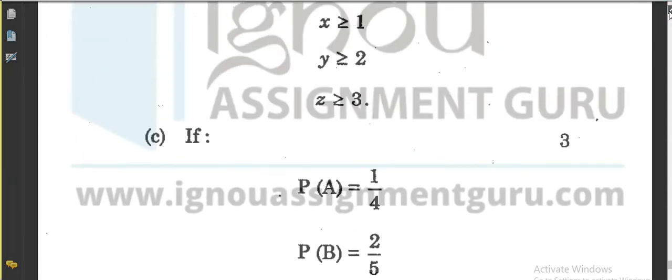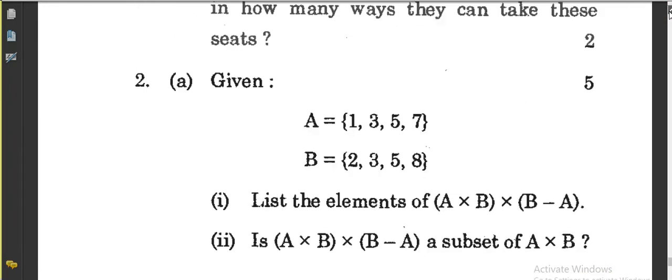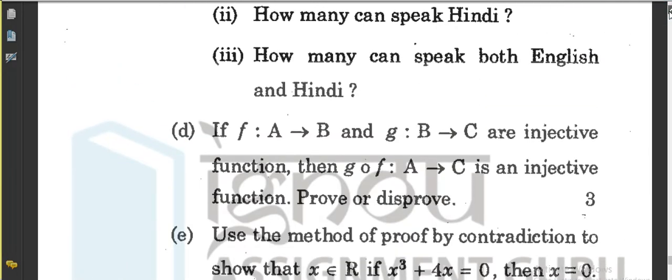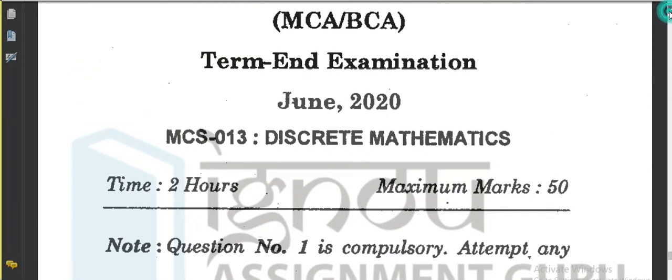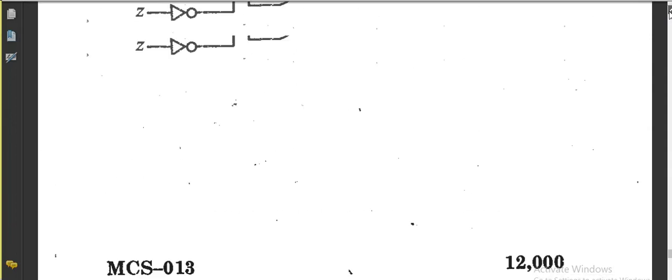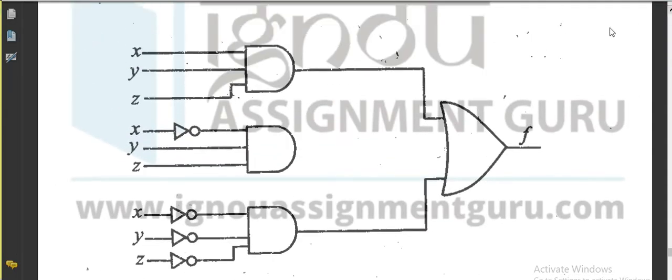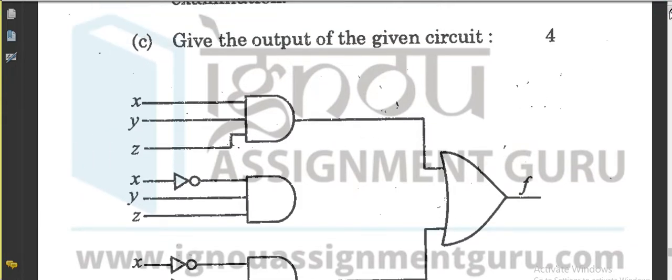Then one question was asked in 2019, right? In which they ask you the same type of questions, and it was the June 2020 question paper, and in 2019 they asked you to simplify this Boolean logic circuit. So you have to give the output of the given circuit, which is for 4 marks. So now you know what type of questions are asked in your exams, and how to solve these types of questions I will just tell you.